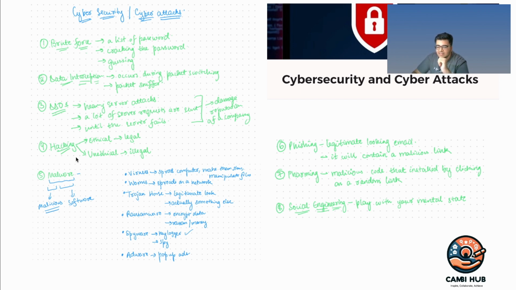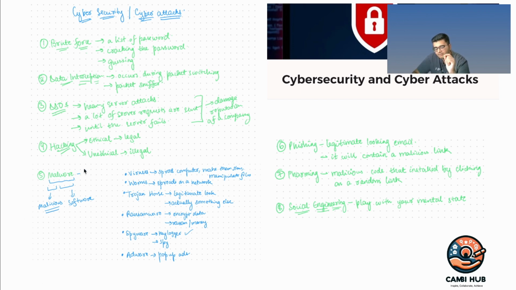Now, hacking: there are two types, ethical and unethical. Ethical is legal hacking. A lot of companies invite hackers to hack their own software so that they can fix the problems in it. Whereas unethical hacking is illegal, and can be done to blackmail people, to access information, or to manipulate their data.